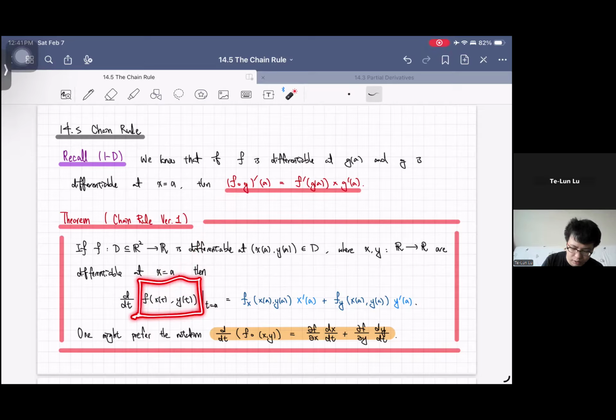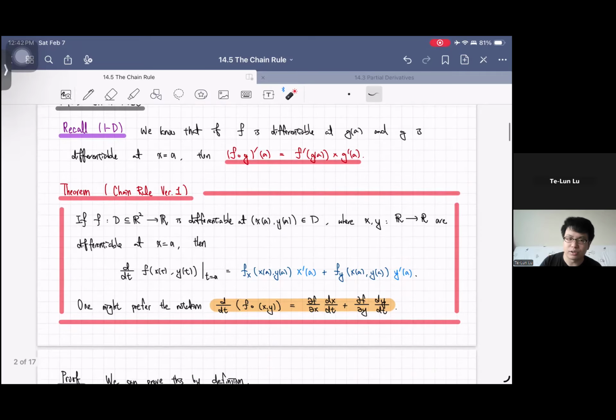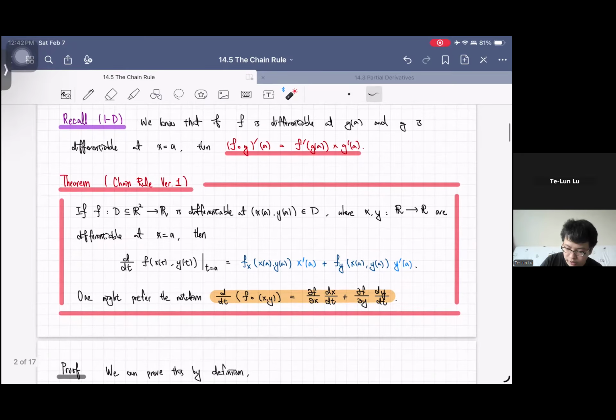So I'm claiming that the differential of this guy at the point a is given by f_x, which is the partial derivative of f with respect to x, plugged in at the point x of a, y of a, multiplied by the derivative x prime of a, plus f_y, the partial derivative in the y direction, at x of a, y of a, together with y prime of a, right? So a more useful notation is to write things down like this originally.